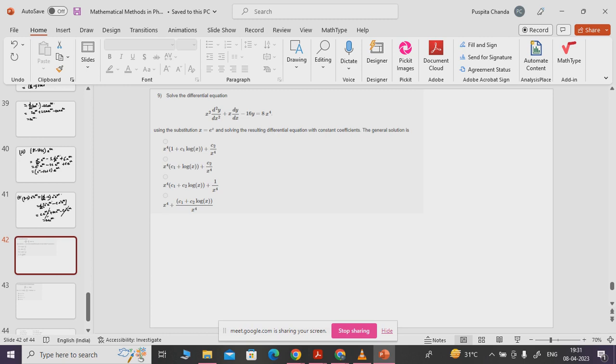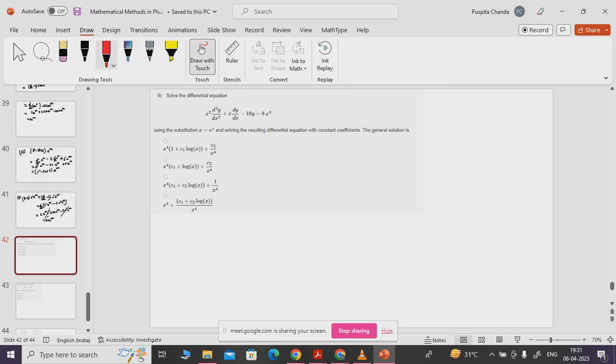After putting all these values, you will get a second order differential equation with constant coefficients. This is a kind of solution you need to remember, because you will be given this kind of equation with no hint, so you need to remember how to solve it.